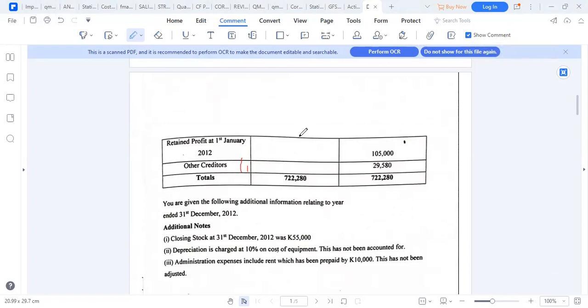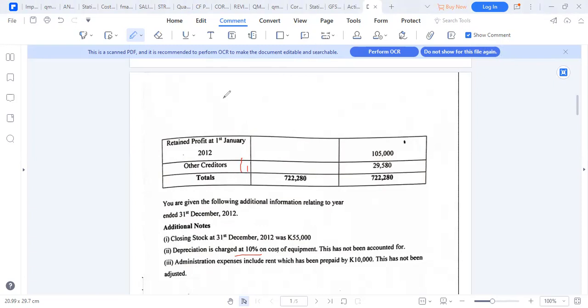Okay, so this is about what we are looking at. You are given the following additional information relating to the year ended 31st December 2012. The additional notes: the closing stock at 31st December 2012 was 55,000. The depreciation is charged at 10% on cost of equipment. This has not been accounted for. The depreciation on cost is on a straight line method.